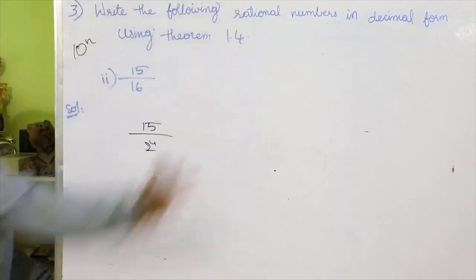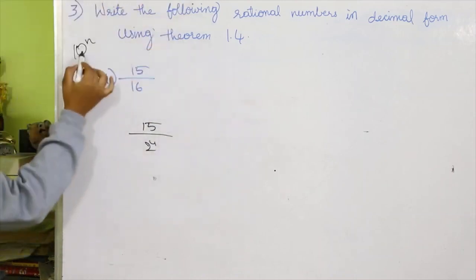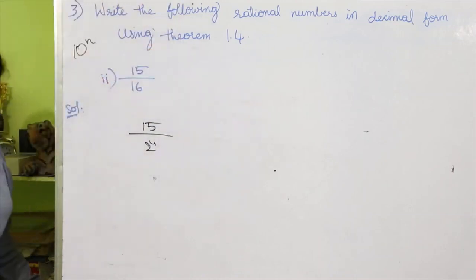Because I need to find a decimal form. Decimal form will be easy if I convert the denominator into 10 power n. Are you getting it? Okay. So why am I converting it? I am converting to find the decimal form. Let it be. Now what do?